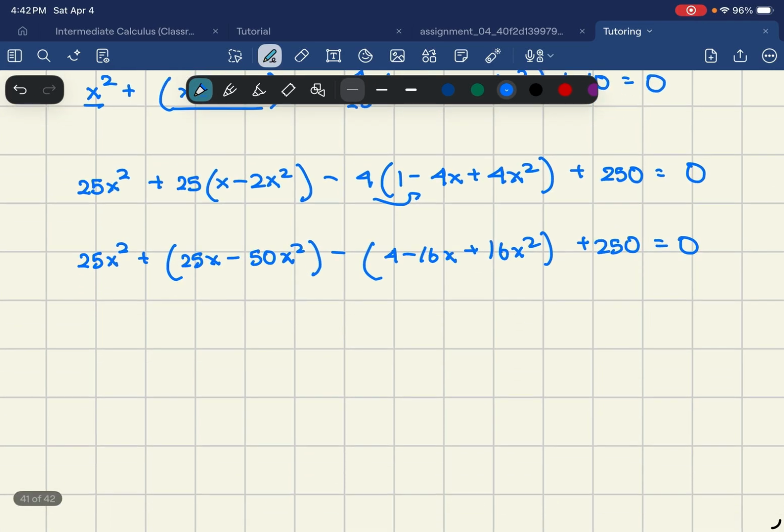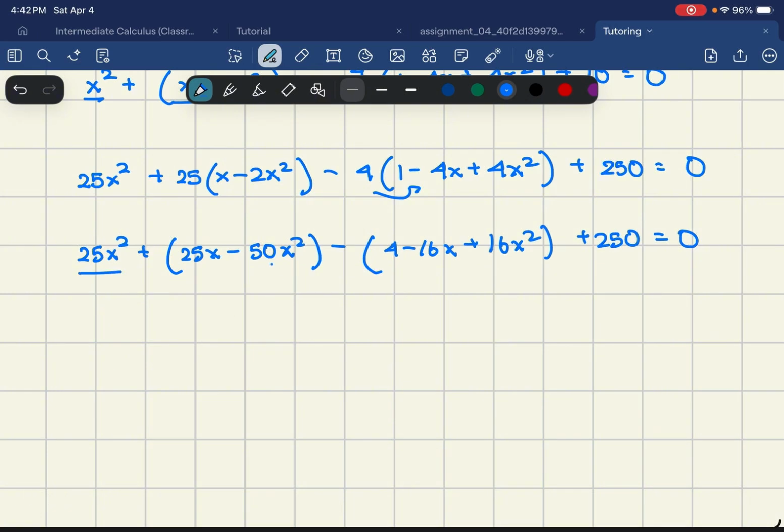And we can collect like terms now. So I have 25x squared minus 50x squared. Remember to take the negative sign. It's minus 16x squared. So your number is 25 minus 50 minus 16. So that gives you negative 41x squared. So you have simplified your x squared terms. Now let's work on the x terms. I have 25x minus of minus, that is plus. So 25 plus 16. So that is plus 41x.